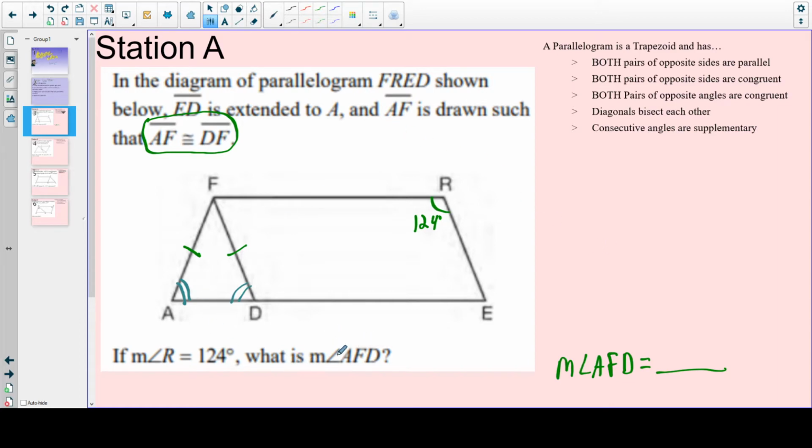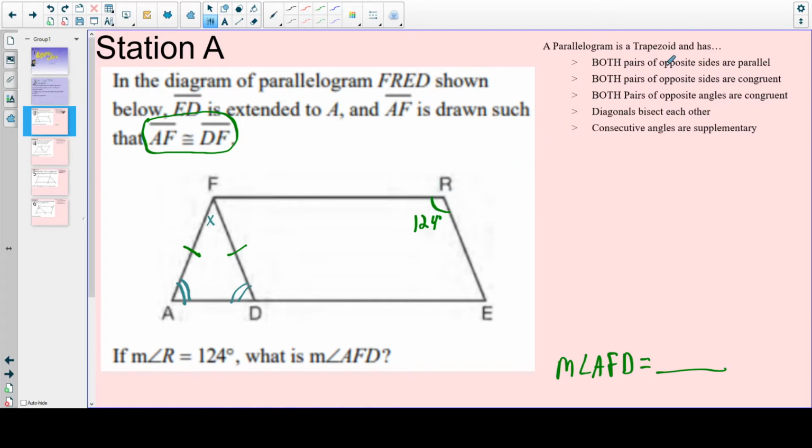It asks us to find the measure of AFD. That happens to be this. So I'm going to put an X right here. Somehow I'm going to have to get this angle. Okay? But we're starting here. We're starting with an angle. So I'm going to look at these properties and figure out which property is going to help me determine, or rather get any other information about this picture.